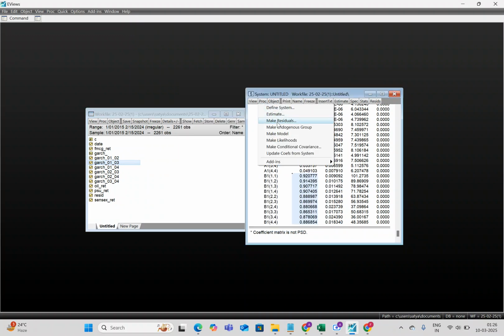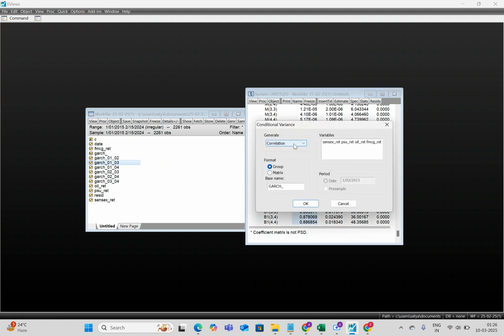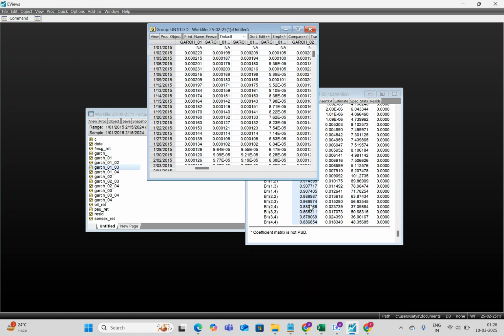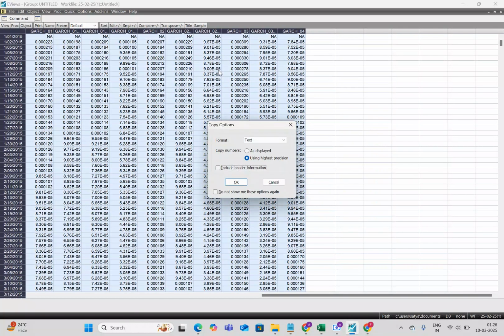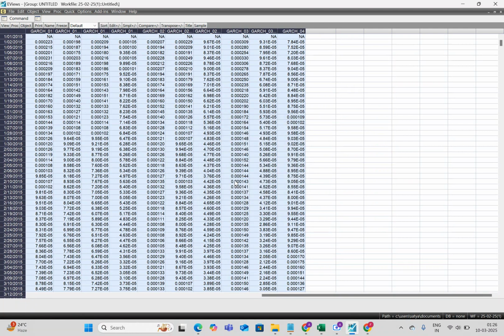Now we go to Proc, we go to conditional covariance, and we generate covariance. We do okay, right? So this is the covariance data set. Let us copy it.